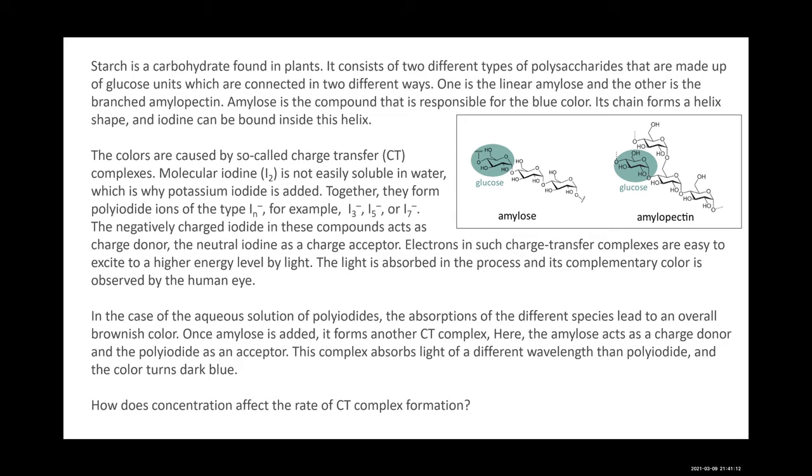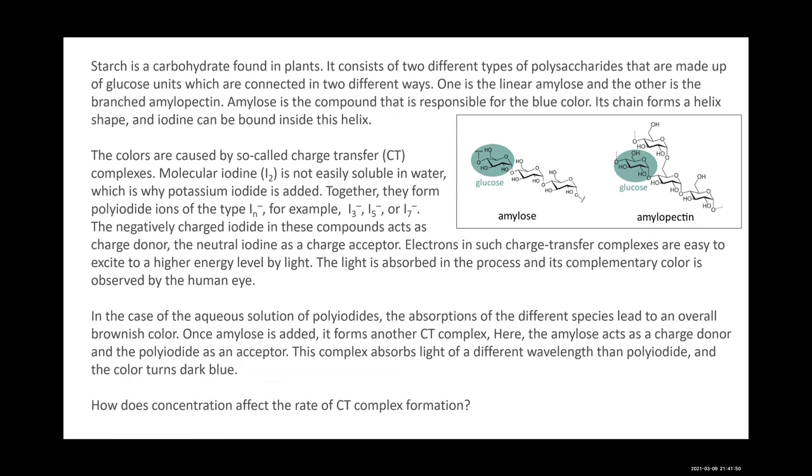So basically, you have electrons in such charge transfer complexes that are easy to excite to a higher energy level by light. And then the light is absorbed in a process, and its complementary color is observed by the human eye. In the case of aqueous solutions of polyiodides, the absorptions of different species lead to an overall brownish color. But once amylose is added, it forms another charge transfer complex, and the amylose acts as a charge donor, and the polyiodide as a charge acceptor. And this complex absorbs light of a different wavelength than the polyiodide, and it turns a dark blue color.